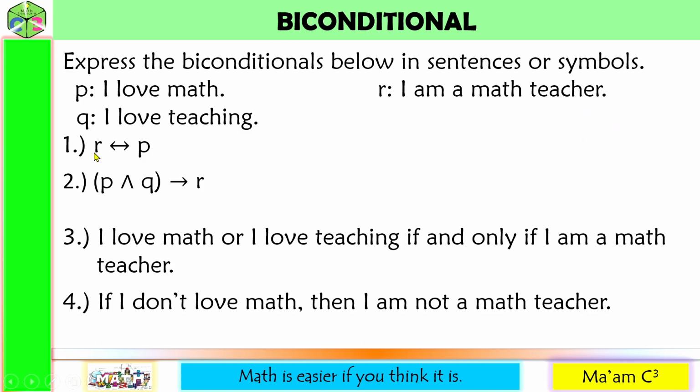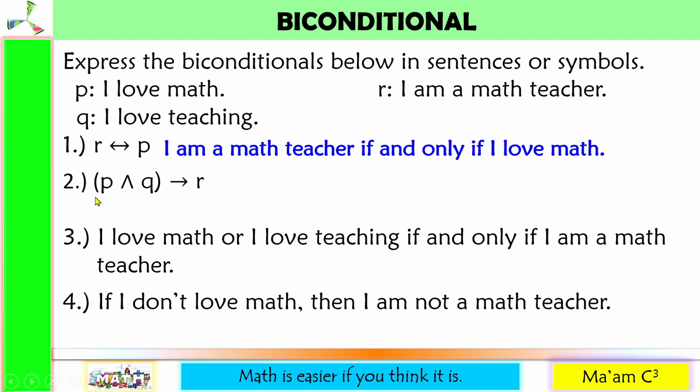Number one, I have here R if and only if P. So our R is I am a math teacher if and only if P. I love math. Number two, I have here the group of P and Q implies R. So this one is considered one group. So our P is I love math. This one is and, our Q is I love teaching.